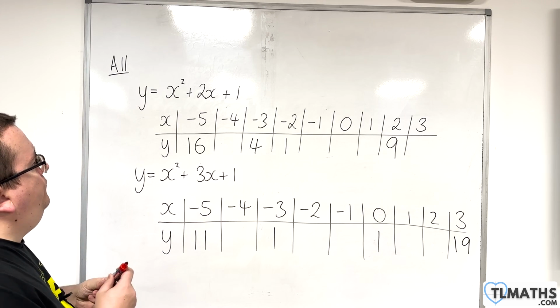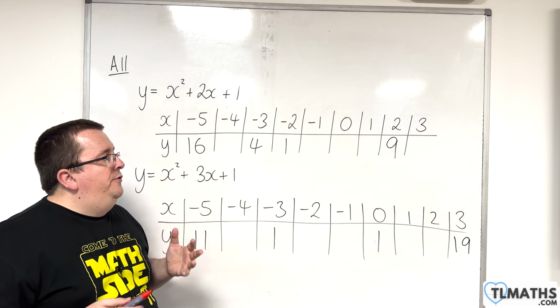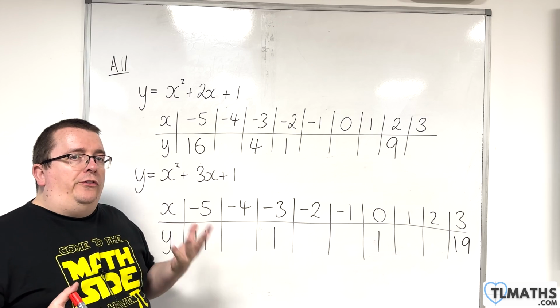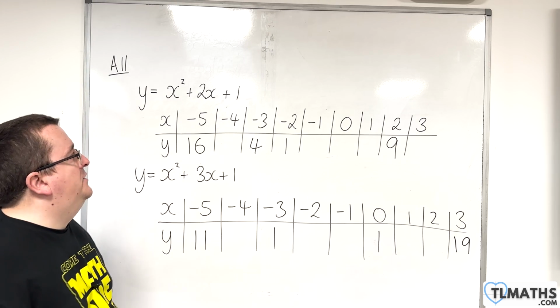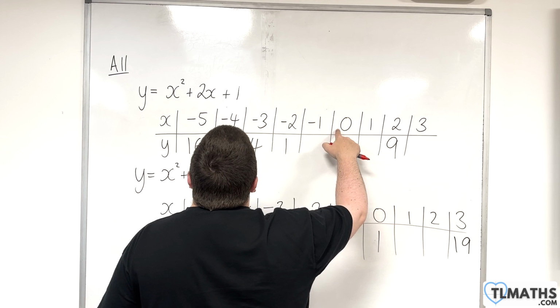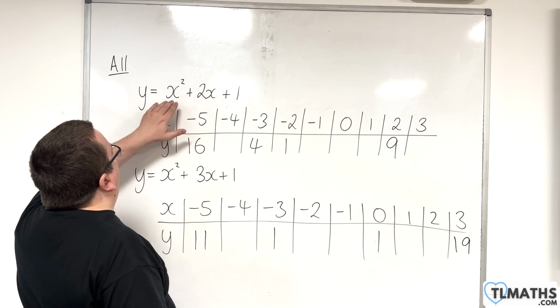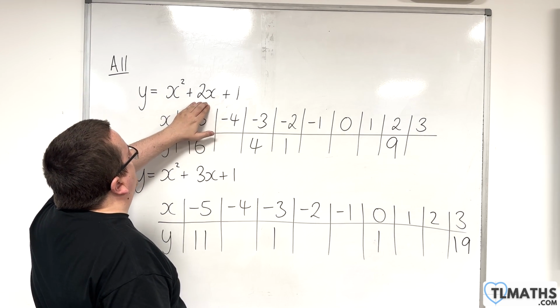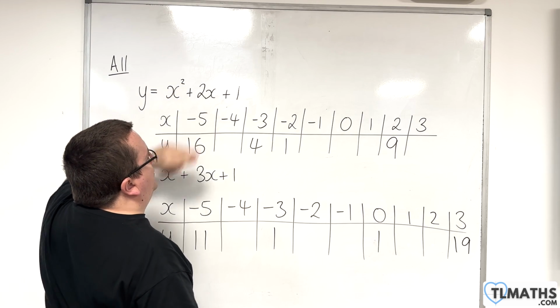So what would I do first? Well, I would choose to substitute the easiest value first, which is when x is 0. So when x is 0, we're going to get 0 squared plus 2 lots of 0, plus 1. So y is equal to 1.